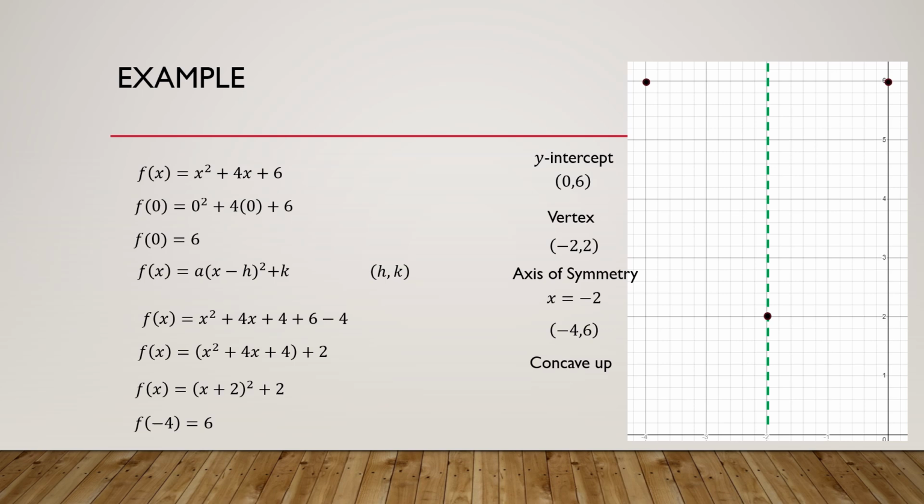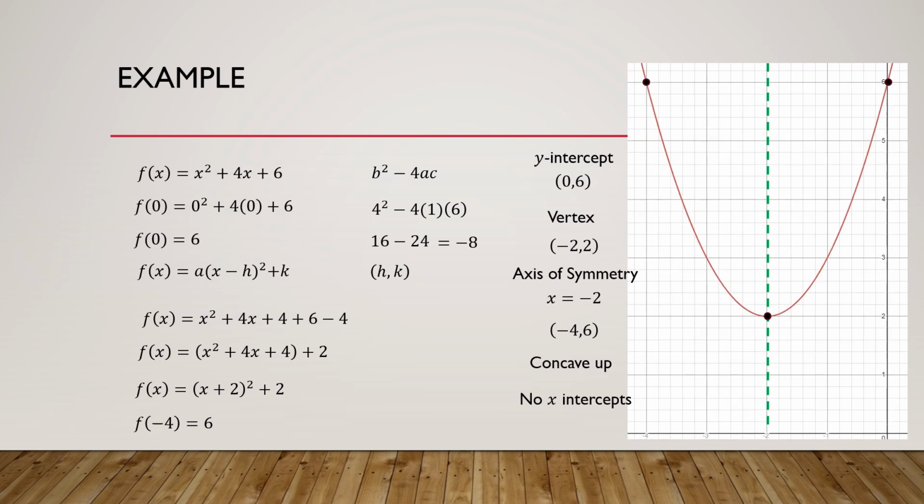To prove this, we do not have to solve for f of x is equal to 0. We can just look at the discriminant of the quadratic equation, which is b squared minus 4 times a times c. This will be 4 squared minus 4 times 1 times 6, or 16 minus 24, which is negative 8. A negative discriminant means there are no real number solutions for f of x equals 0, and thus no x-intercepts. So we'll just sketch the graph with what we have.